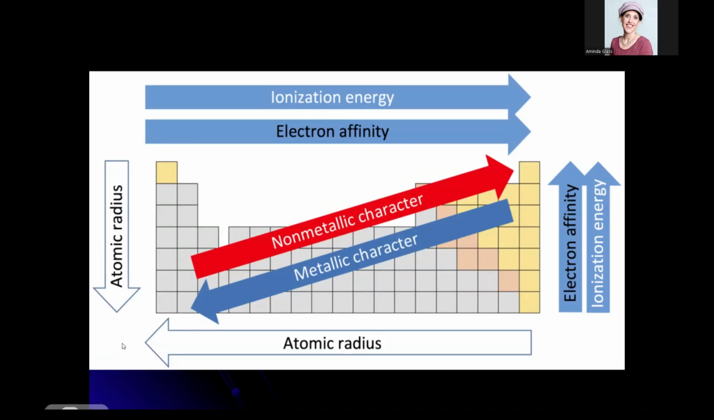So the atomic radius increases as we go down a group and increases from right to left. Ionization energy increases from left to right. Electron affinity increases from left to right. Electron affinity decreases if you go down the periodic table, but increases if you go bottom up. And we're not going to talk about metallic and non-metallic character right now.